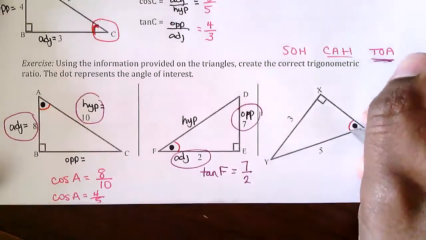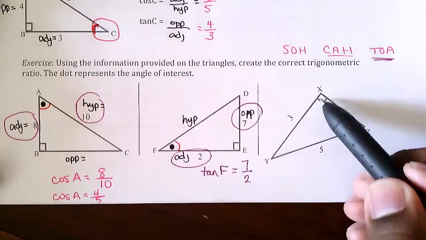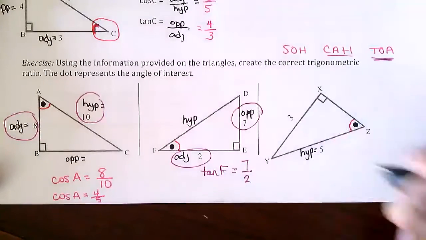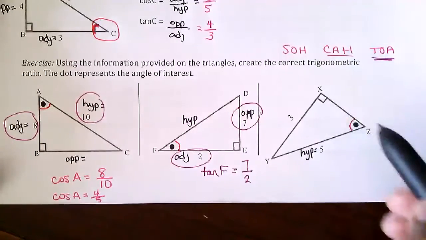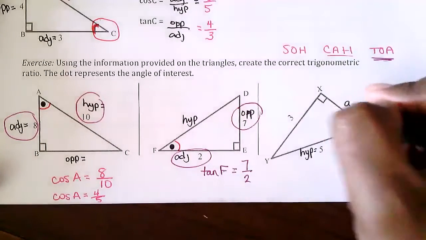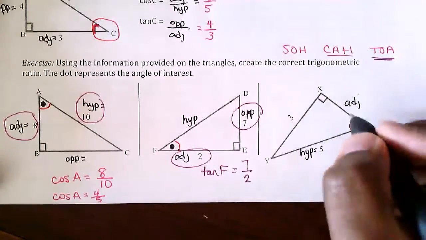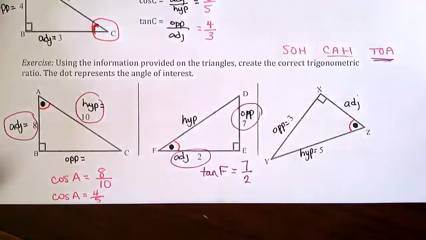So again, I'm just going to label the angle of interest in red, and I want to label the sides. So here is my 90-degree angle. The side opposite will be my hypotenuse. Here's the angle of interest. This is the side close to the angle of interest, so that's my adjacent. And this is the side opposite of my angle of interest, so that is my opposite.